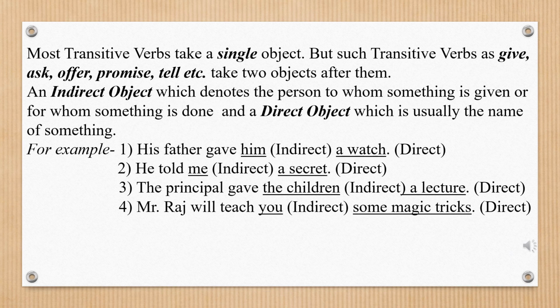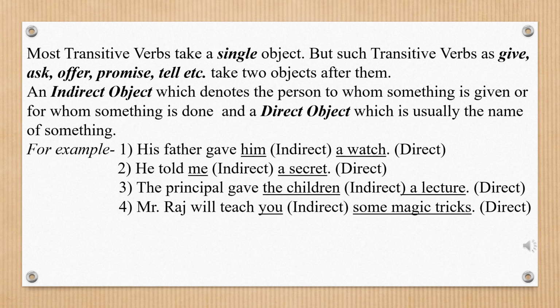There are certain things we must remember. Most transitive verbs take a single object, but such transitive verbs as give, ask, offer, promise, tell, etc. take two objects. They are the direct object and the indirect object. An indirect object denotes the person to whom something is given or for whom something is done, and a direct object is usually the name of something.